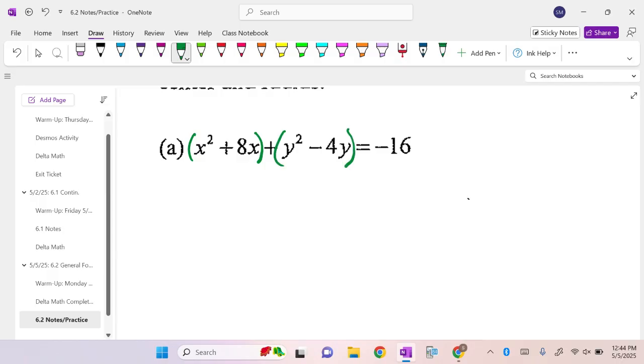Now, in either of those parentheses, is there a constant? Meaning, is there a c value in either of those parentheses that we need to move over to the other side? No. In other words, what I mean by constant is there's no number that's by itself that's not connected to a variable. Since it's not, we go straight into the completing of the square process. So I have x squared plus 8x, leave a big blank, plus y squared minus 4y, leave a big blank, and it's going to equal negative 16.